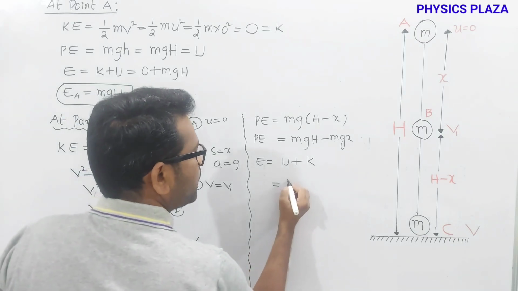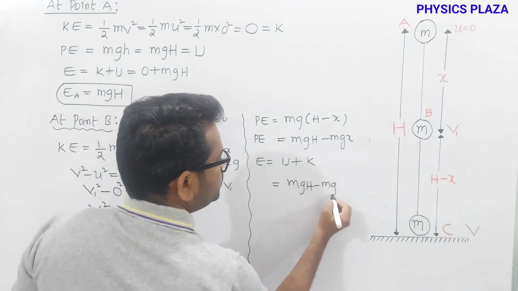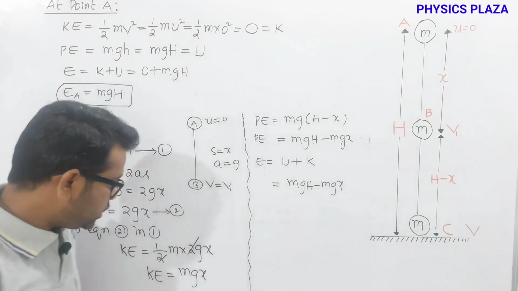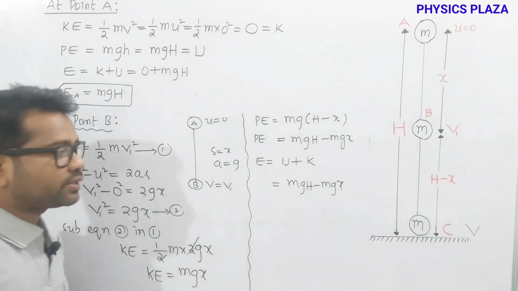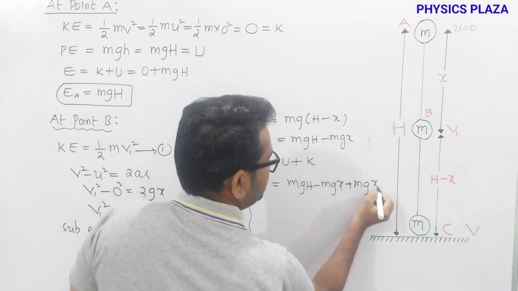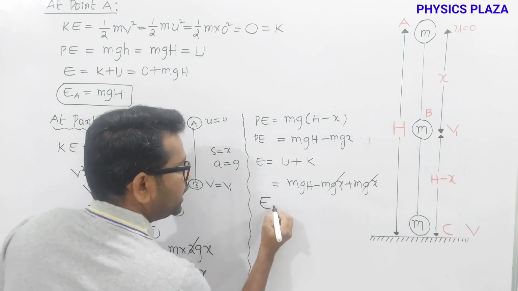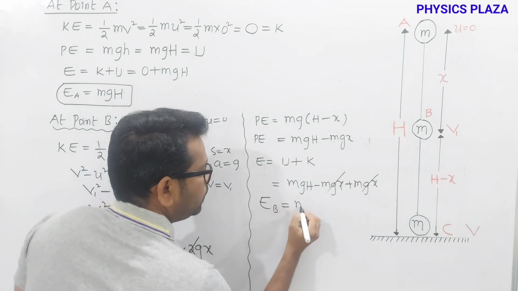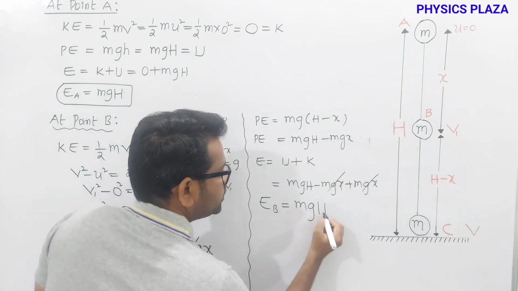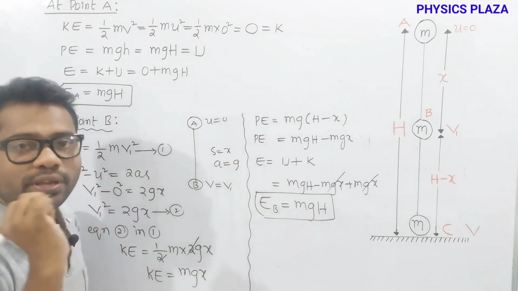Let us substitute here: mgh minus mgx. Whatever kinetic energy we got, mgx, so plus mgx. Children, both will get cancelled. So the mechanical energy at point B is equal to mgh. So this is the total mechanical energy at point B.